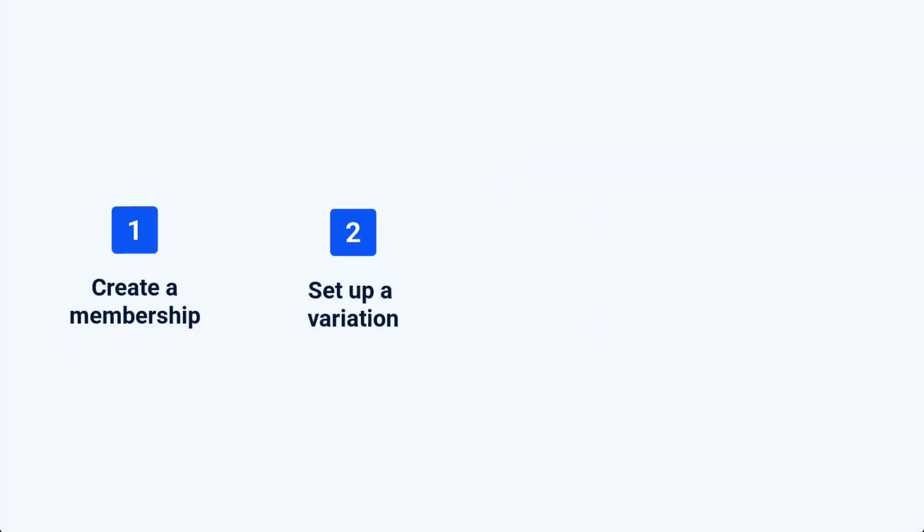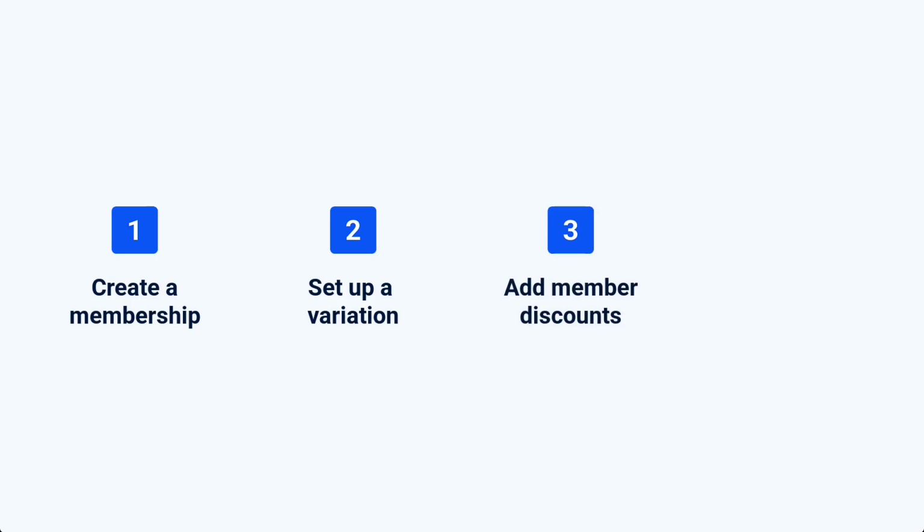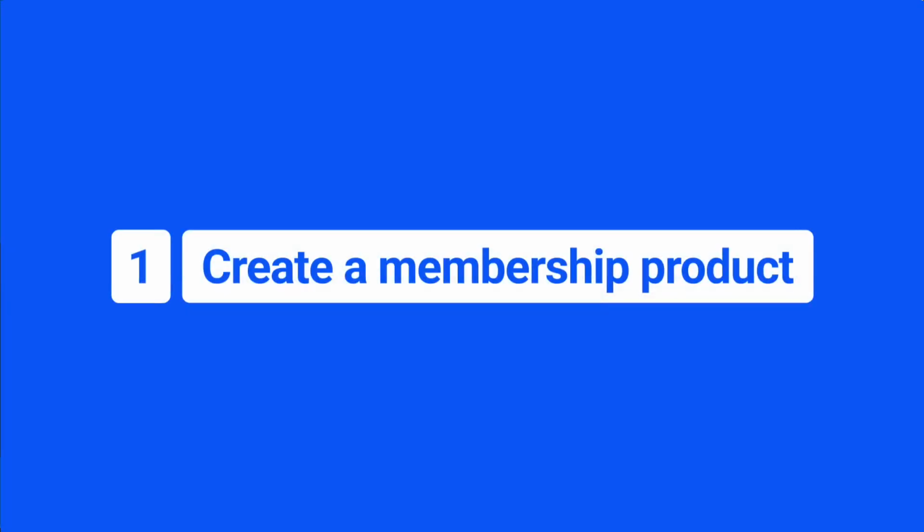In this video, you'll learn how to create a membership product, set up a variation, add member discounts, and configure sales and redemption dates. Before you start, set up any items or passes you want to discount for members. With those ready, you can set up your first membership product.